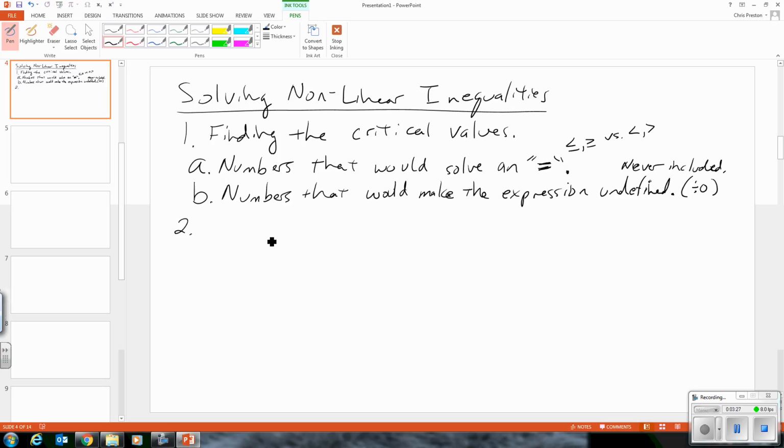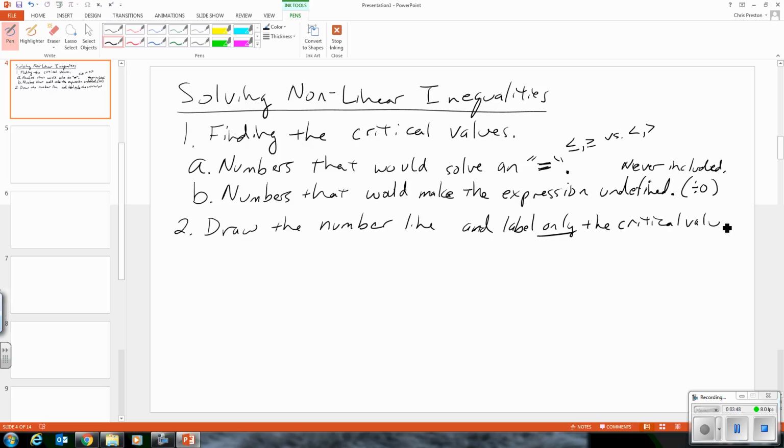Once we find out what those critical values are, the second thing we want to do is draw the number line and label only the critical values. Now you could label other numbers, but in my experience, if you start labeling things that aren't critical values, that's going to distract you as to which numbers are relevant and which ones aren't.